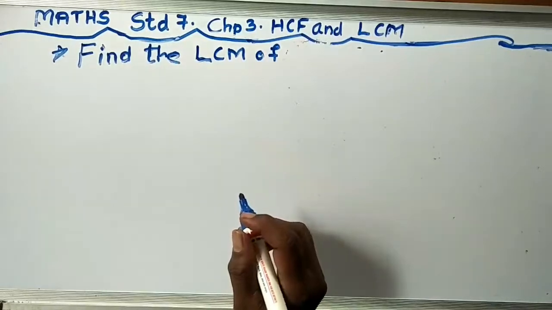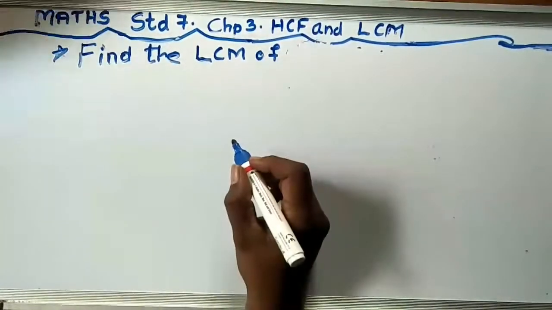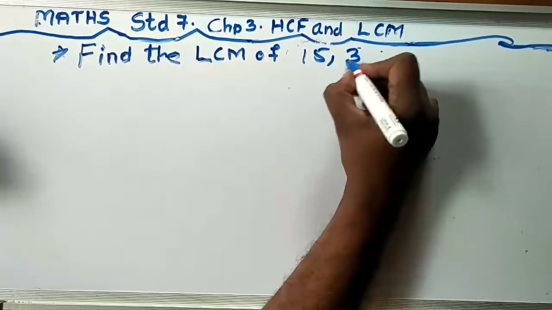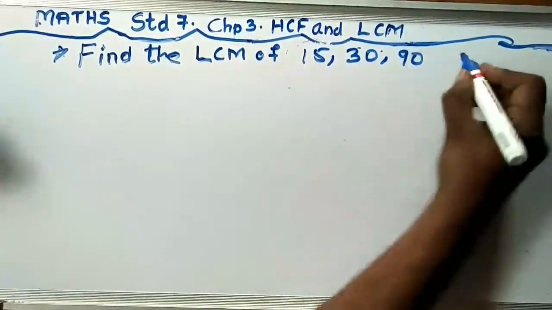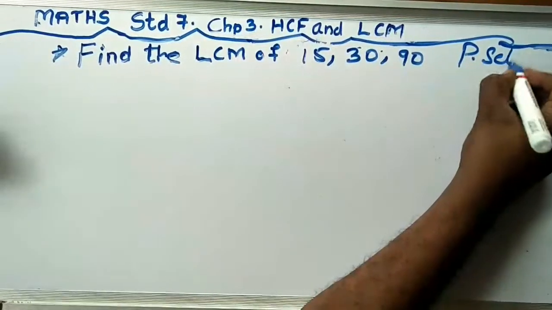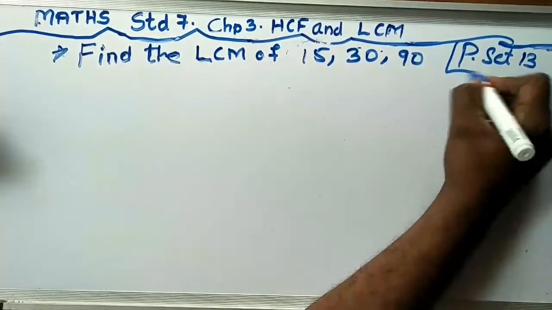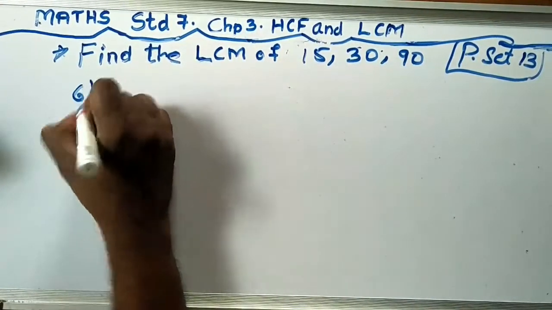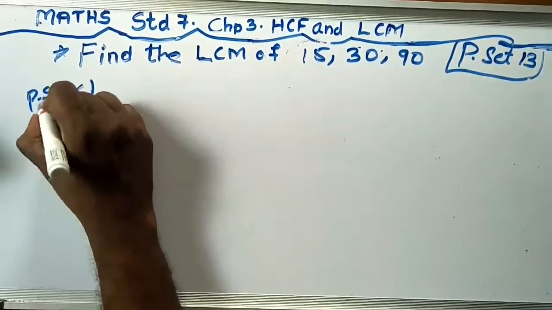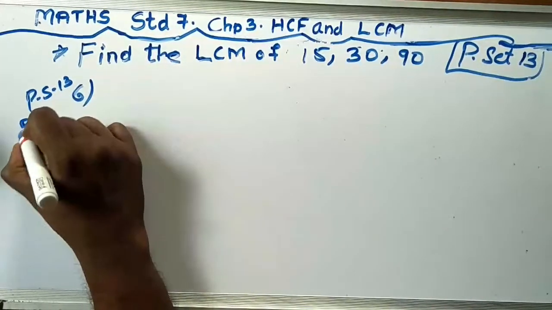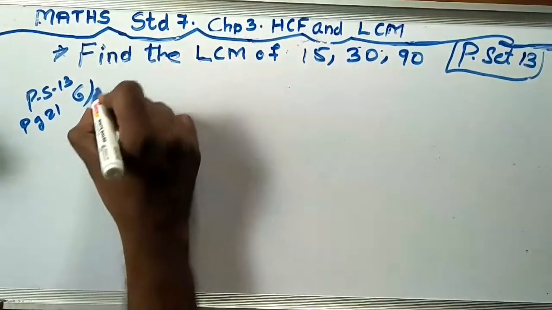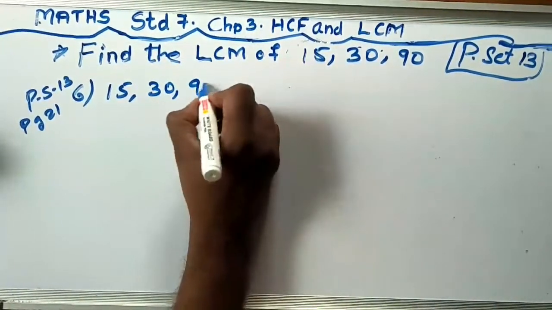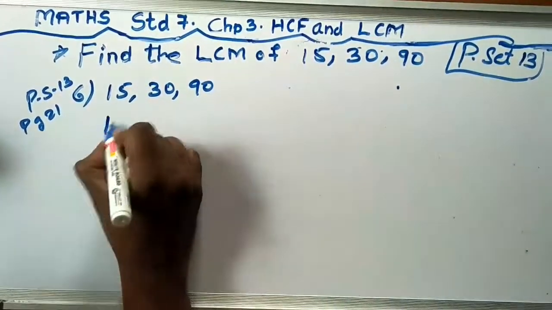Now let me take some numbers from practice set 13. I'll take 15, 30 and 90. This is from practice set 13. This is the sixth sum of practice set 13 on page number 21. Sixth sum is 15, 30 and 90. Let us find it.